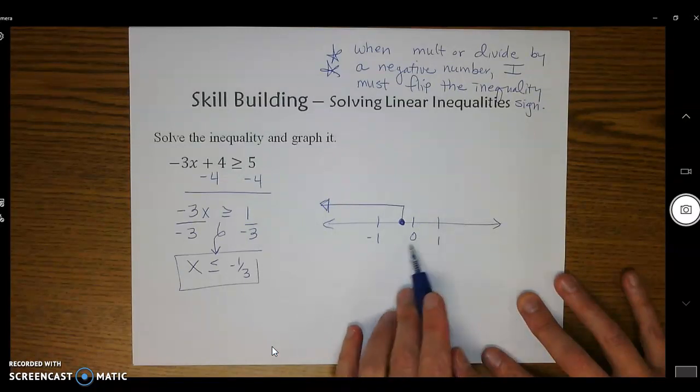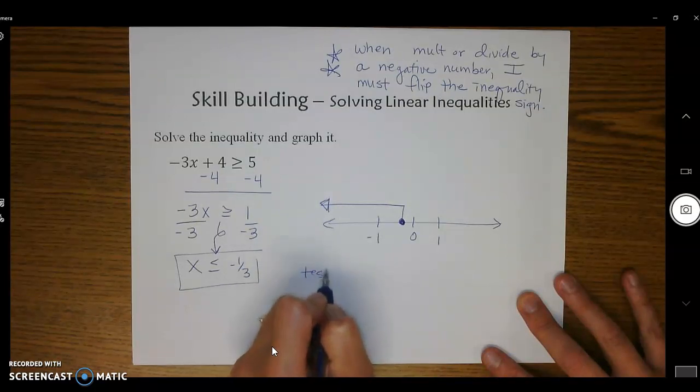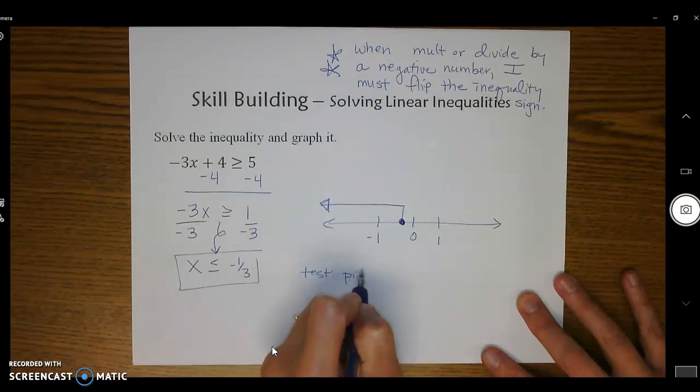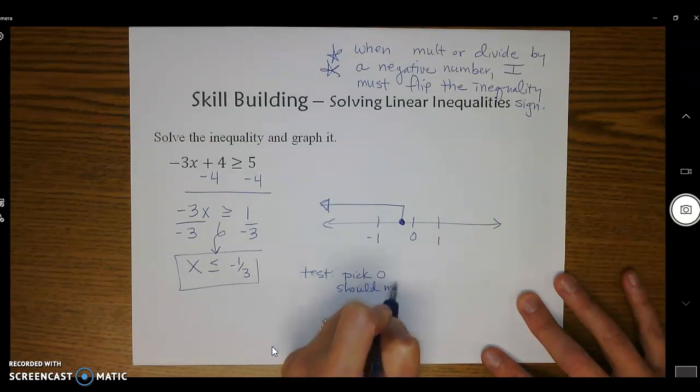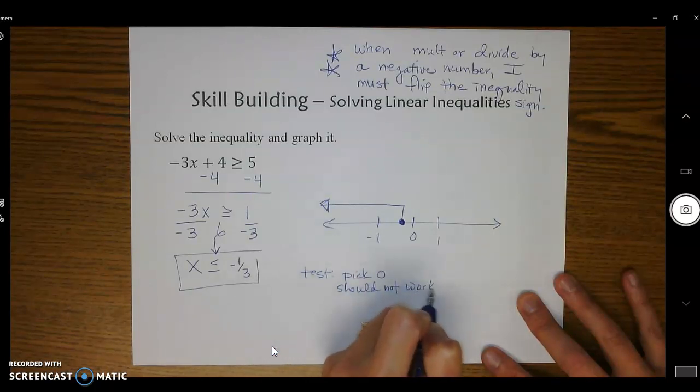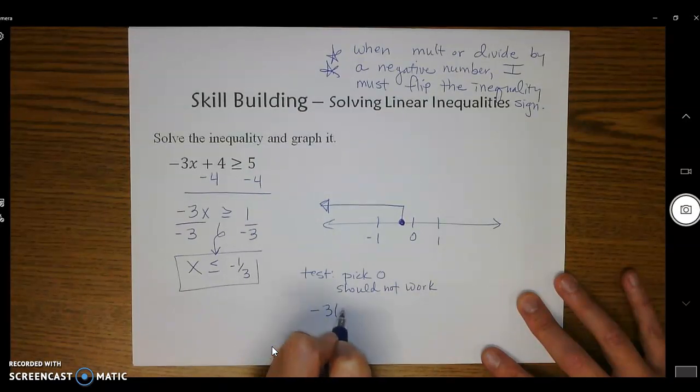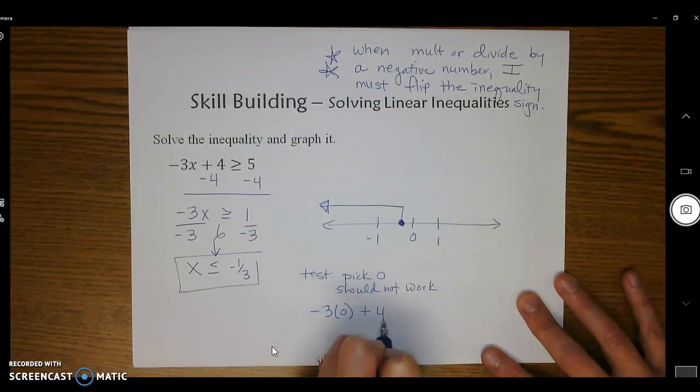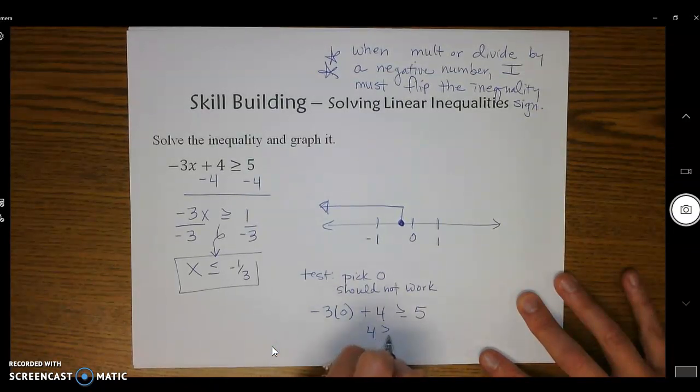So if I pick 0, for instance, we can test. We're picking 0, it should not work. Put it in the original inequality. -3 times 0 plus 4 is greater than or equal to 5. So -3 times 0 is 0. 0 plus 4 is 4. Is 4 greater than or equal to 5? No. So it didn't work.